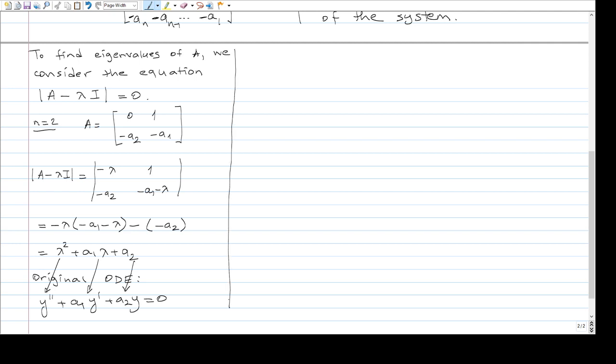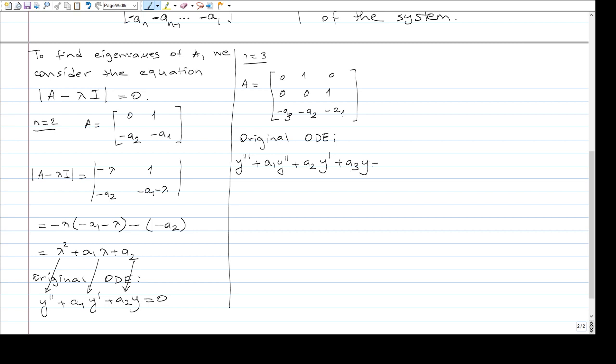Now let's look at one more case. What happens when n equals 3? Then the matrix A has the form 0, 1, 0, 0, 0, 1, minus A3, minus A2, minus A1. So our original differential equation is the third derivative of y plus A1 times the second derivative of y plus A2 times the first derivative of y plus A3 times y equal to 0.